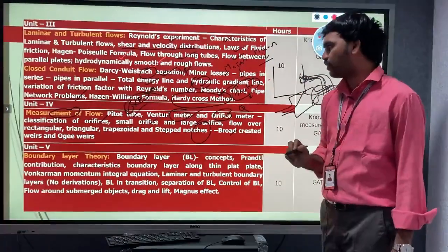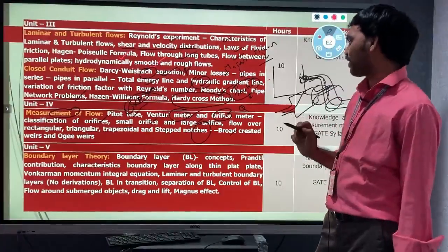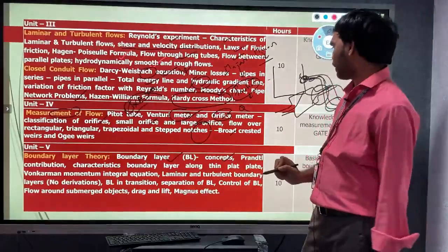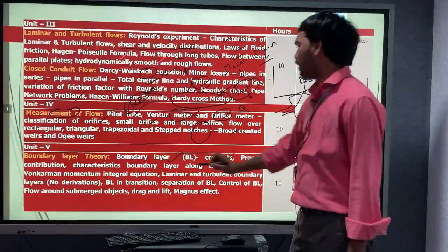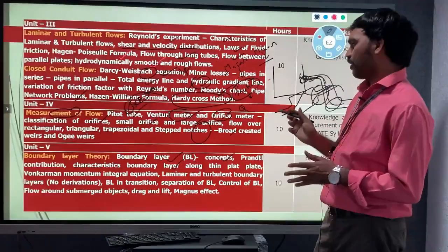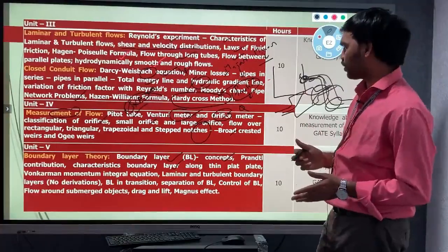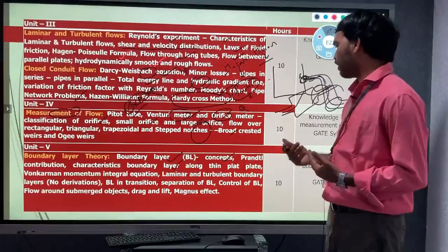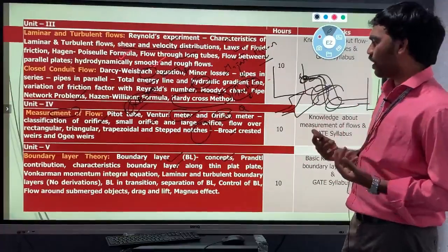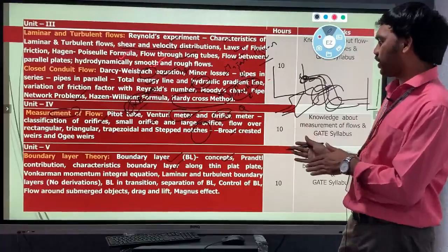So when it comes to the last unit, here we will discuss the boundary layer theory. What is the boundary layer theory, what are the basic concepts in boundary layer theory, and Prandtl's contribution, and the characteristics of the boundary layer along a thin plate and von Karman momentum integral equations. We will also try to understand laminar and turbulent boundary layers, and how boundary layer transition happens.